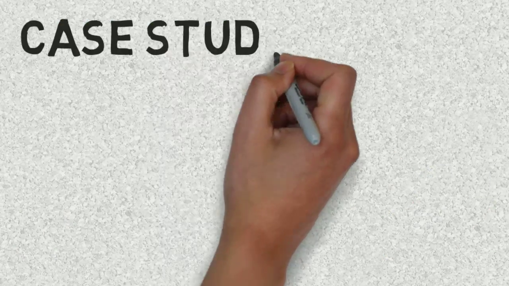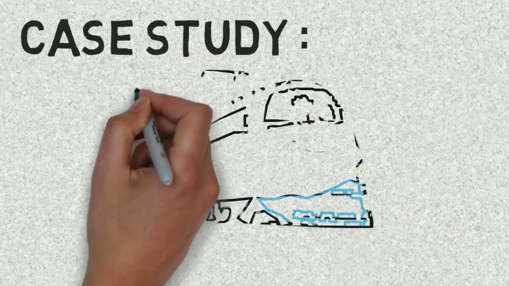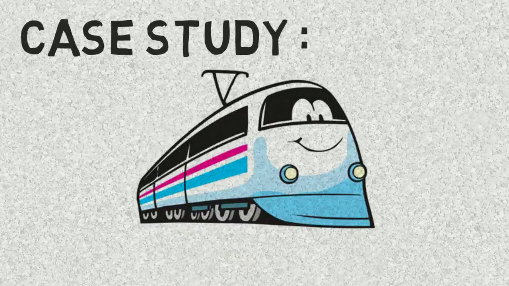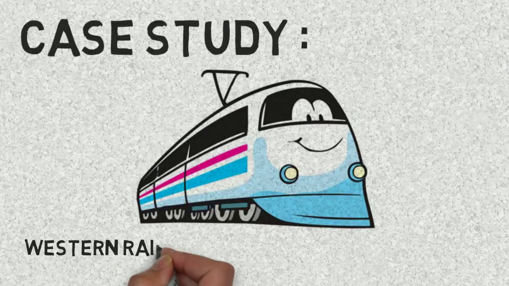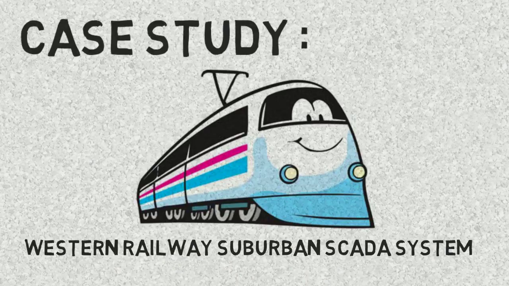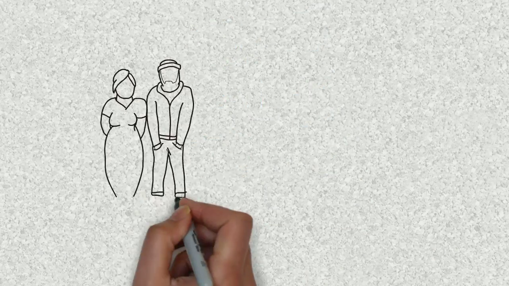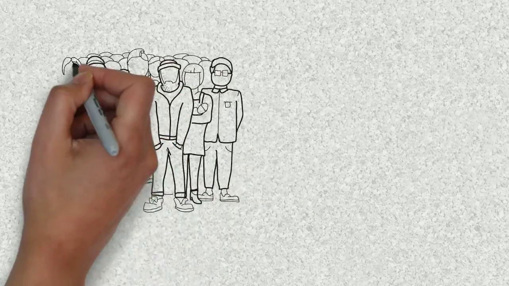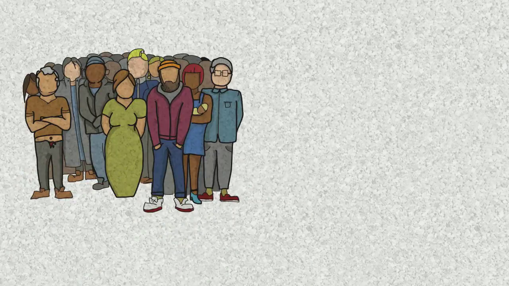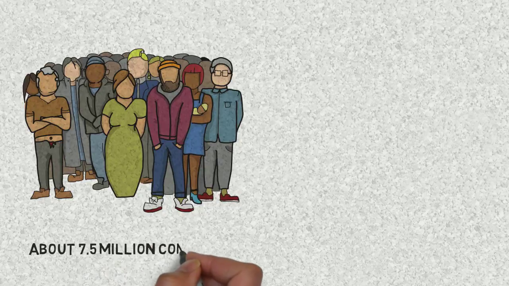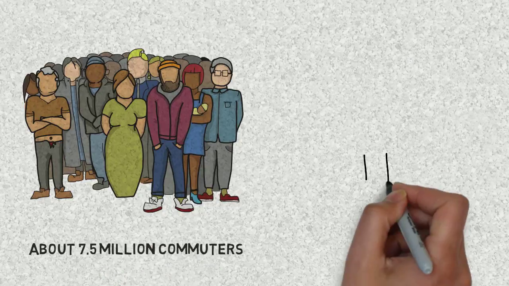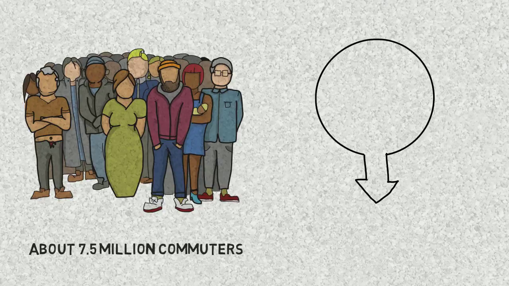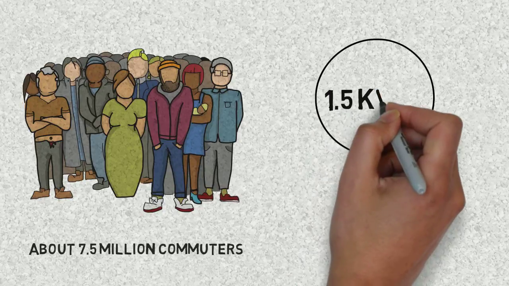Let us now move towards the case study of the SCADA based system of Western Railway suburban train which we have taken as the case study. The Western Railway suburban train network is the world's most dense network in terms of commuters. Daily, 7.5 million commuters travel by Western Railway trains. The SCADA system is the most vital part of the Western Railway network.